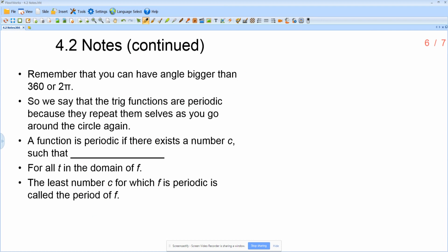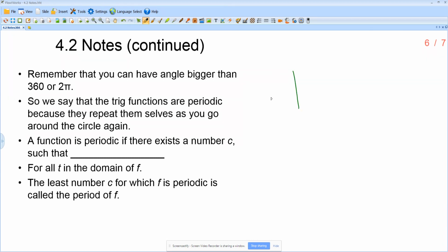All right, so remember that the way that we define angles is that they can be bigger than 360 degrees or 2 pi. So because of that, we say that trig functions are periodic. And what that means is that they repeat themselves as you go around the circle again.